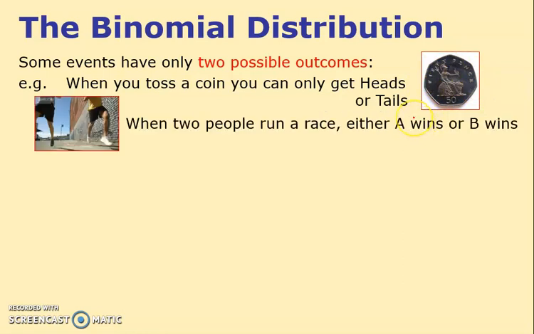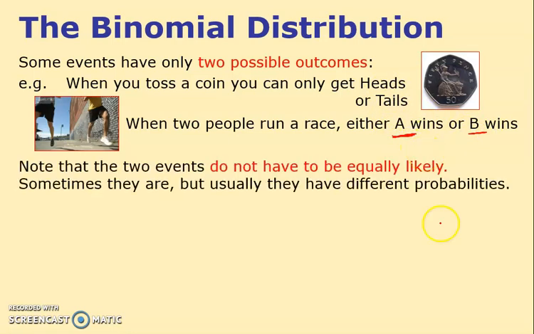When I have 2 people running a race, either A wins or B wins, assuming, of course, they don't draw. Again, you can presumably get reasons why these things aren't really binomial. But as long as we assume that one person wins a race, either A wins or B wins. We either get heads or tails. There's 2 possible outcomes. And of course, what I want you to note about this is that these 2 events don't have to be equally likely.